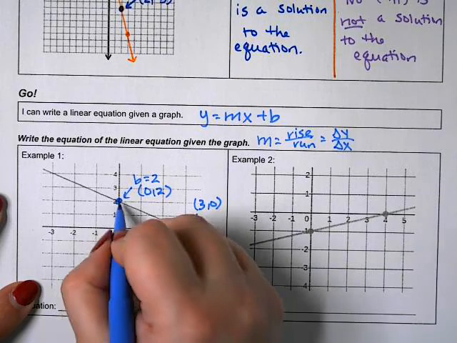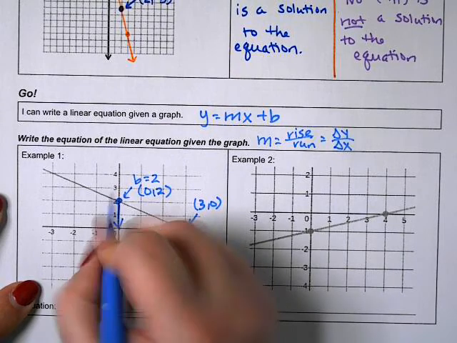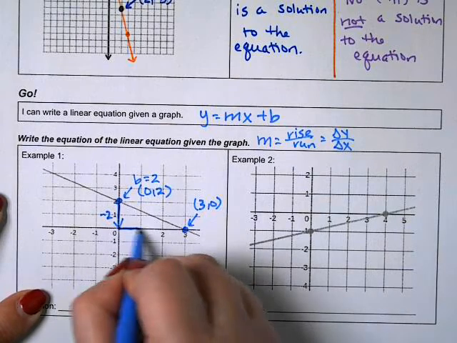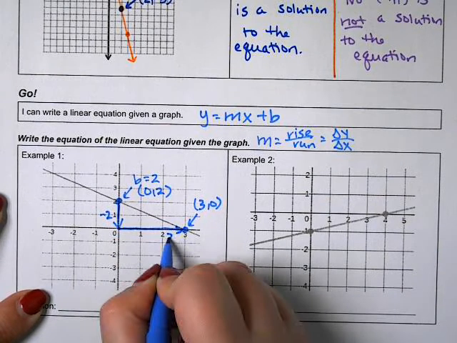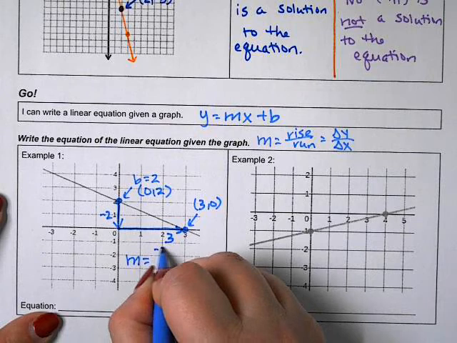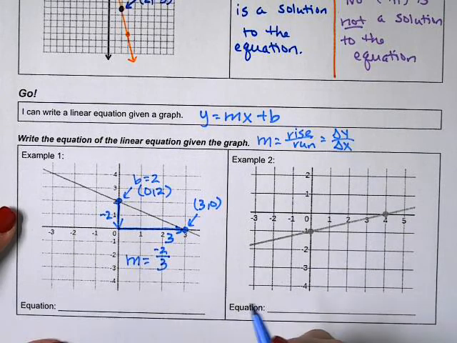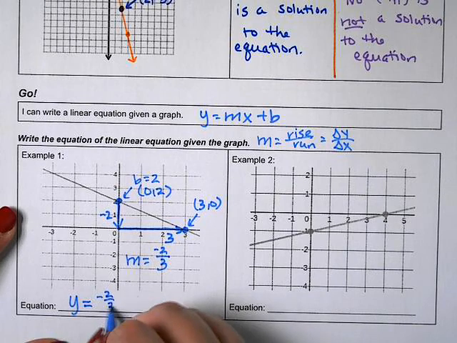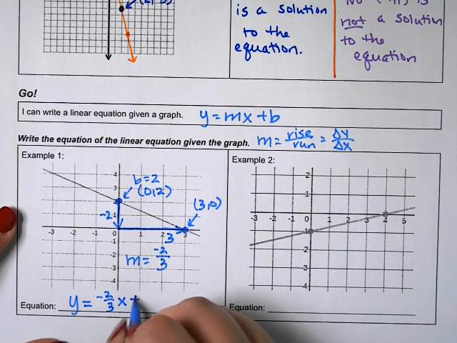So I'm going to do rise over run, which means I'm going to do -2. I went from here to here, I went down 2, and from here to here, I went over 3. So that means then that my slope was down 2 and over 3. So the equation of my line is just y equals -2/3 x plus 2.